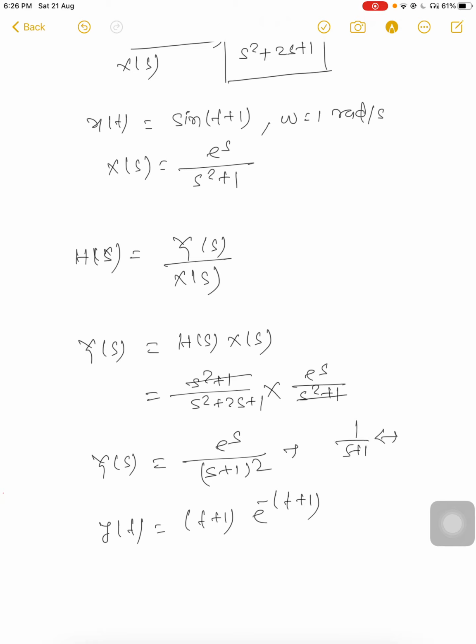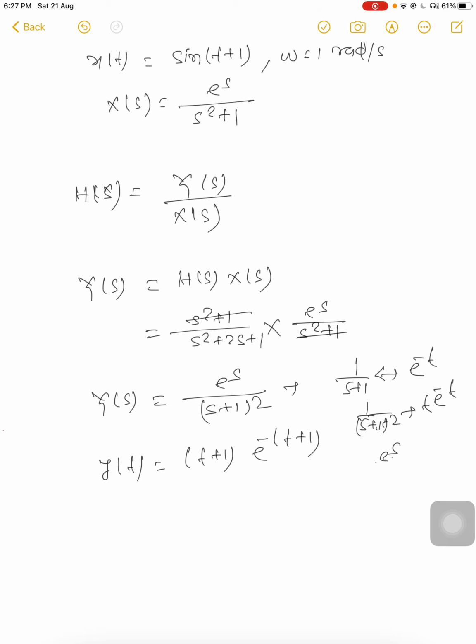Let us see. If it is only s plus 1, then the Laplace transform is e to the minus t. If it is (s plus 1) whole square, then the Laplace transform will be e to the minus t into t, because after differentiation it becomes a square in the denominator. And here the e to the power s means this is the frequency shifting.